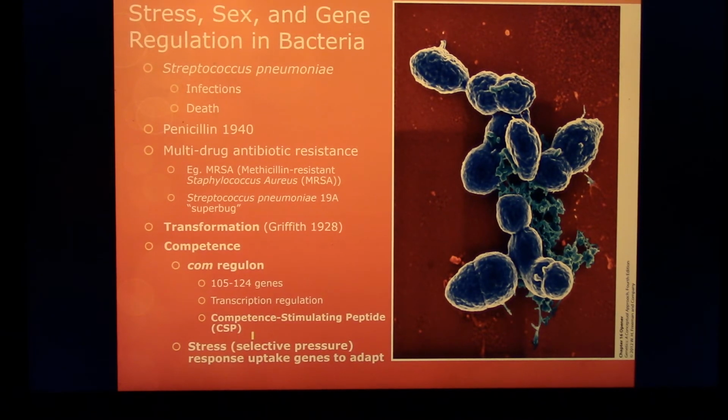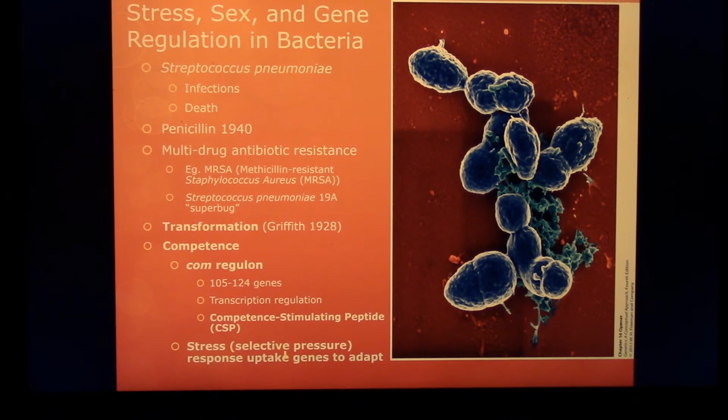And CSP is going to allow the uptake of that DNA into the cell. So the thing about bacteria is, and going back toward the title of stress, sex, and gene regulation, they are under constant stress. They are single-cell organisms. They're fighting for their lives on a daily basis. They replicate every 20 minutes, which means that their DNA can be mutated every 20 minutes, because every time you go through DNA replication, you can have spontaneous mutations.